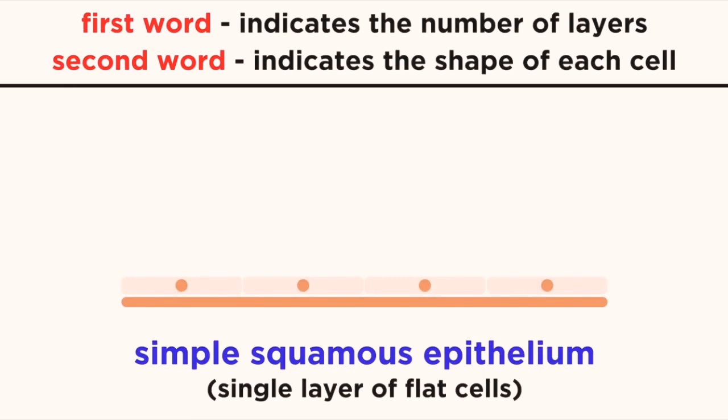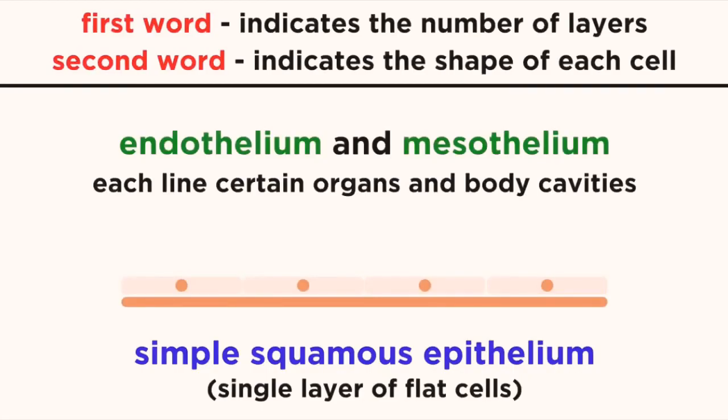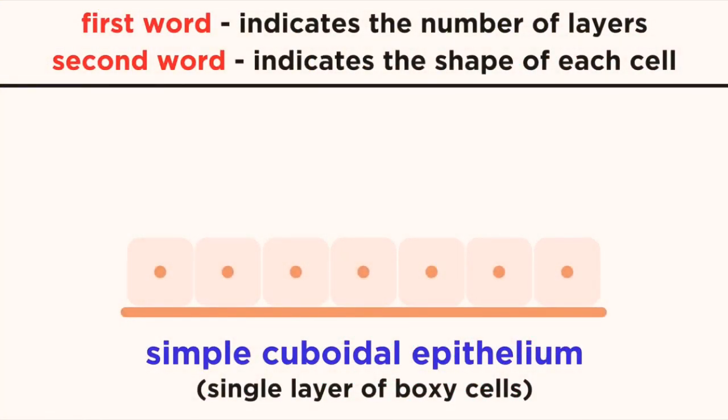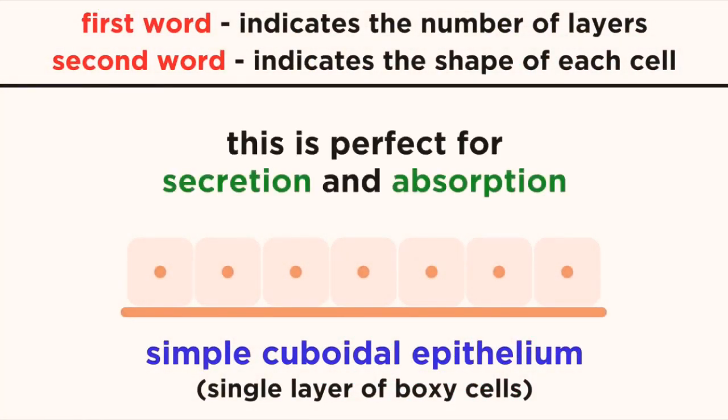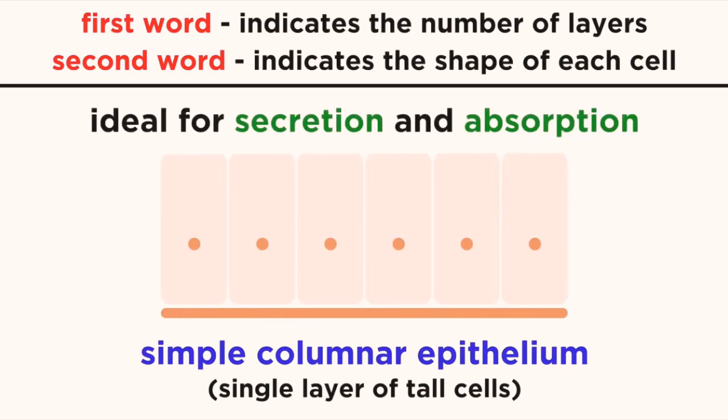These look like a tiled structure and are ideal when rapid exchange of material by diffusion is important. There are two types of simple squamous epithelium, endothelium and mesothelium, which differ in their location in the body. We also have simple cuboidal epithelium, a single layer of boxy cells, perfect for secretion and absorption. Next, simple columnar epithelium, a single layer of very tall cells. This is also ideal for secretion and absorption, particularly in the context of digestion.